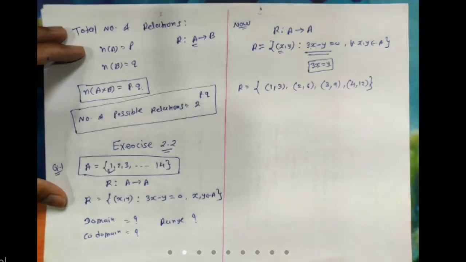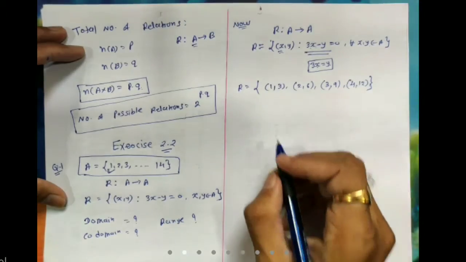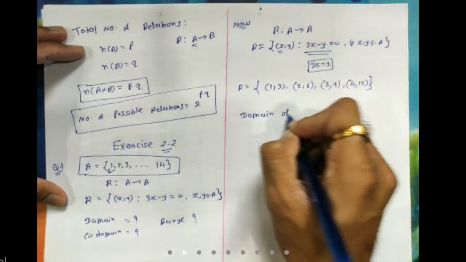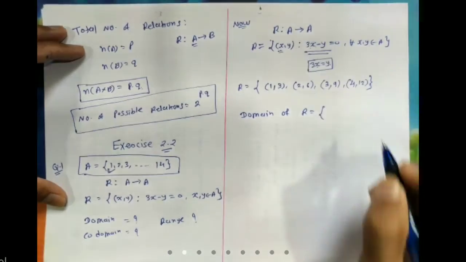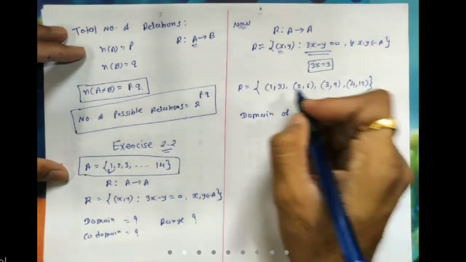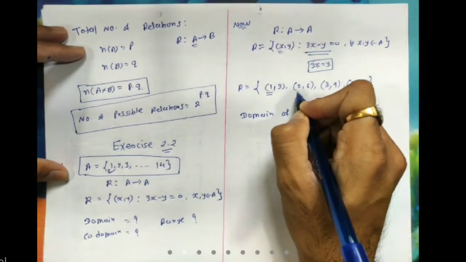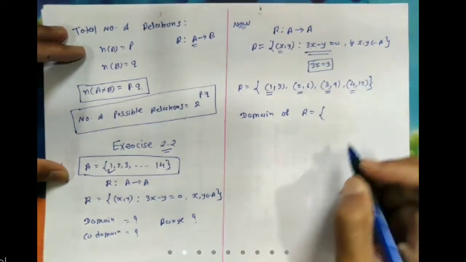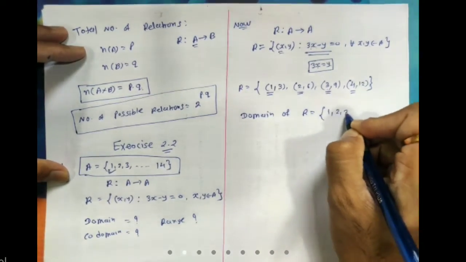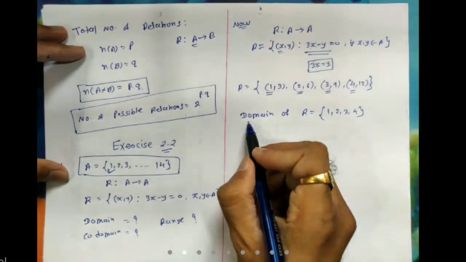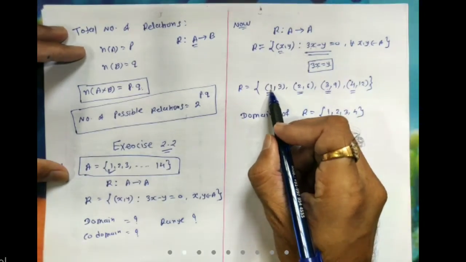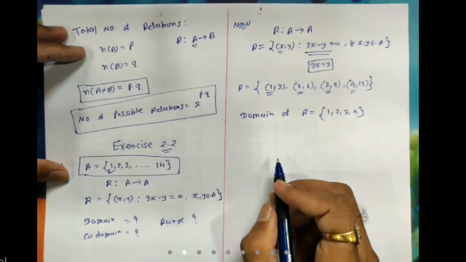Done. All possible ordered pairs of relation R. Now you have to define the domain. Domain of relation R. According to our definition, it is the set of all the pre-images, or we can say the set of all the first elements of ordered pairs. So these are the first elements of ordered pairs, which are 1, 2, 3, and 4. So the domain is 1, 2, 3, and 4. So this is our domain.